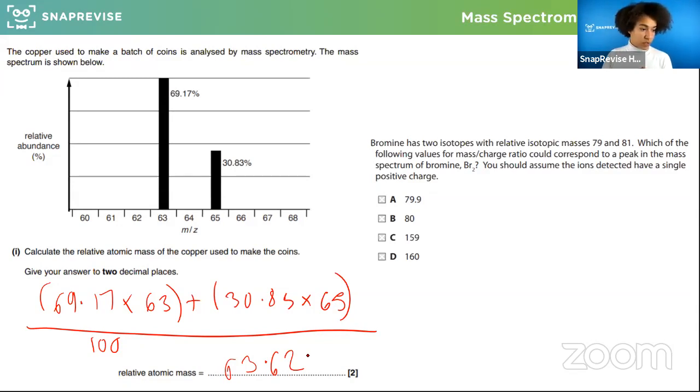Okay, so the next question. Bromine has 2 isotopes with relative atomic masses 79 and 81. Which of the following values for mass to charge ratio could correspond to the peak in the mass spectrum of bromine? You should assume ions detected have a single positive charge.